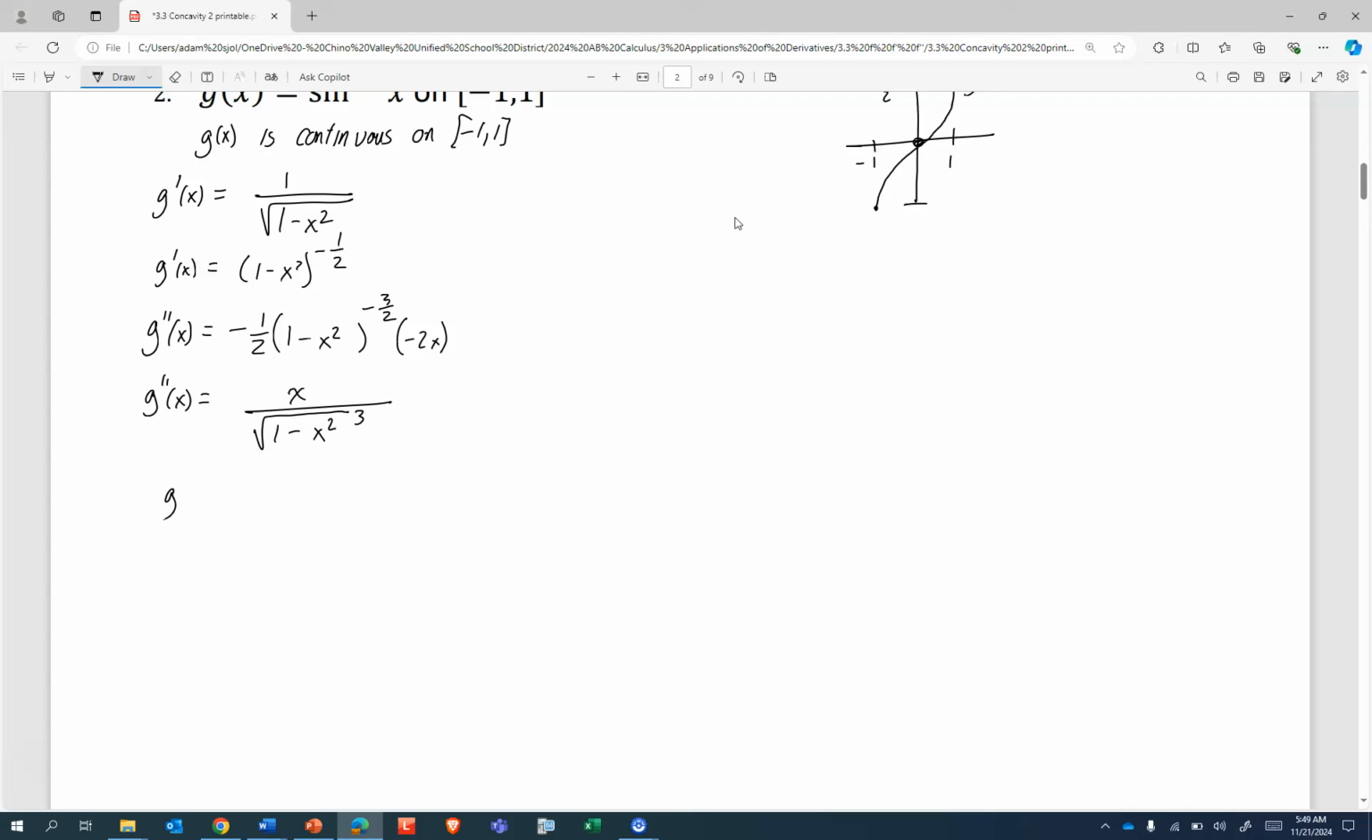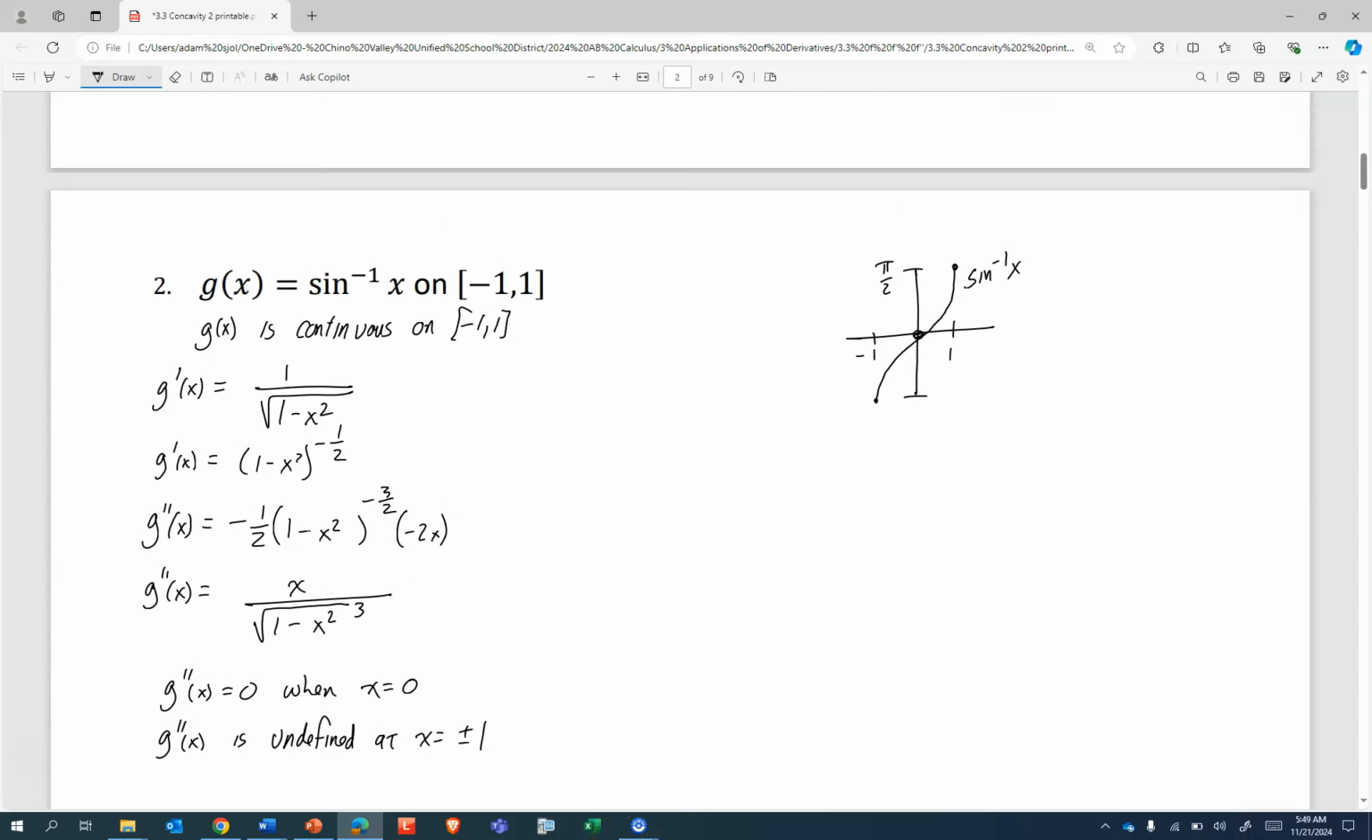Okay, so I like this form. G double prime of x equals 0 when x equals 0. That's when the numerator equals 0. G double prime of x is undefined when that denominator is equal to 0, and that's positive and negative 1. Hopefully you can see on the graph, if I've drawn it semi-accurately, it seems like we could draw tangent lines, and we can, but those are vertical tangents, since it's the graph of sine of x, which has horizontal tangents at pi halves and negative pi halves, because really we're looking at that part of the graph.